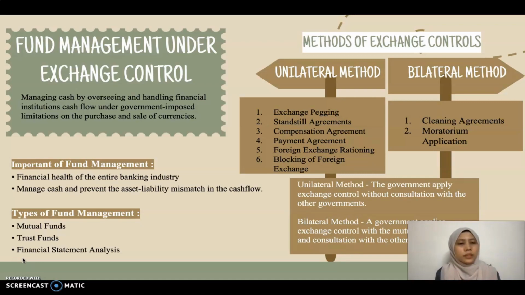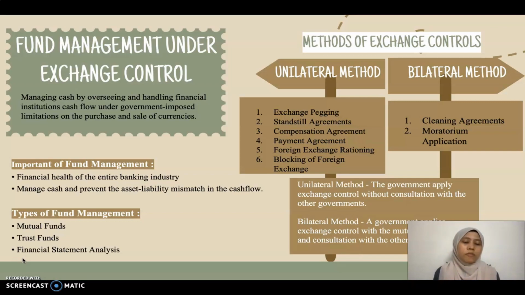The importance of fund management regarding the financial health of the entire banking industry. That shows the equivalent of demand and supply with the transaction of buying and selling process. This means that the higher the demand and supply, the more stable the financial health. And second one is to manage cash and prevent the asset liability mismatch in the cash flow. As we can see, if the fund management exchange control is weak, it can cause fraud, money laundering. So by managing fund management exchange control, it increases GDP.